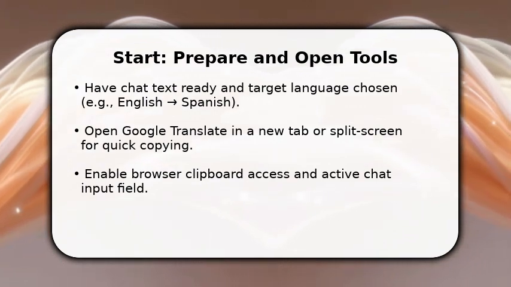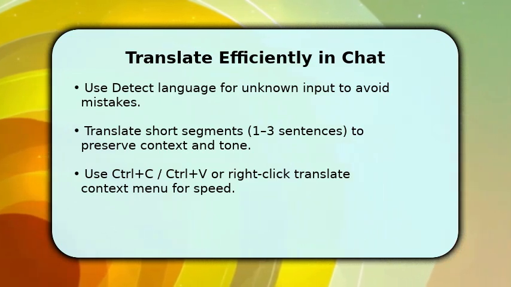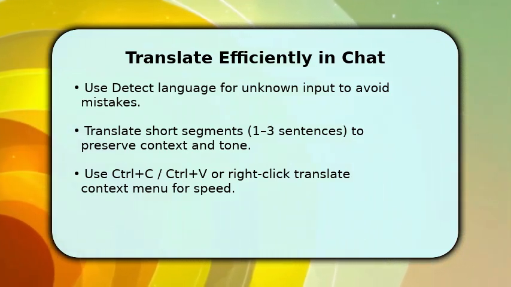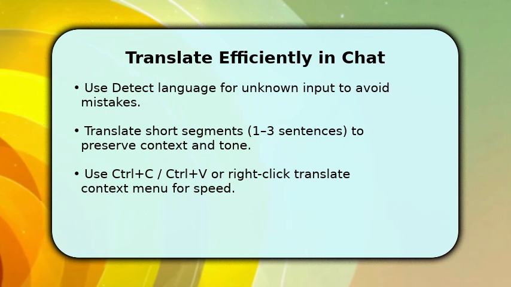Now refine how you translate. Feed Google Translate short, coherent chunks rather than huge paragraphs so meaning stays intact. Use detect language when the source is uncertain. This prevents wrong language assumptions.